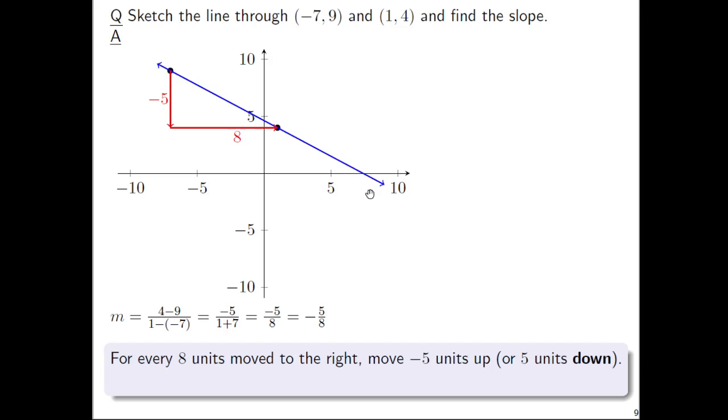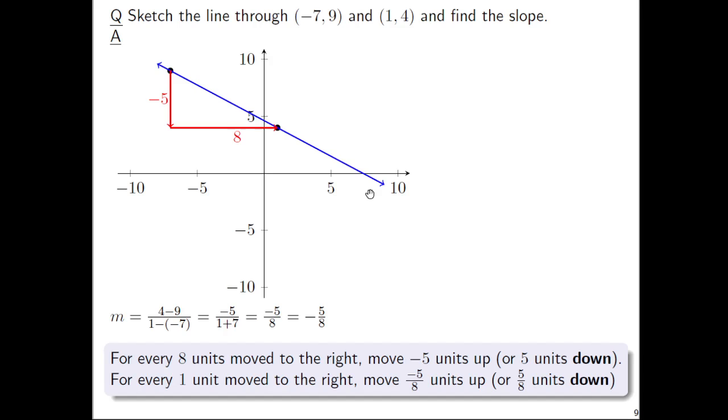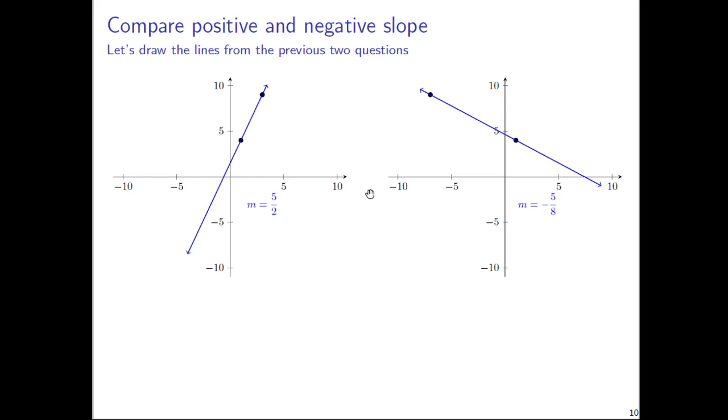For a rate type interpretation, for every 8 units moved to the right, you have to move negative 5 units up, or in other words, you have to move 5 units down. And we can also say for every 1 unit moved to the right, you have to move negative 5/8 unit up, or move 5/8 units down.